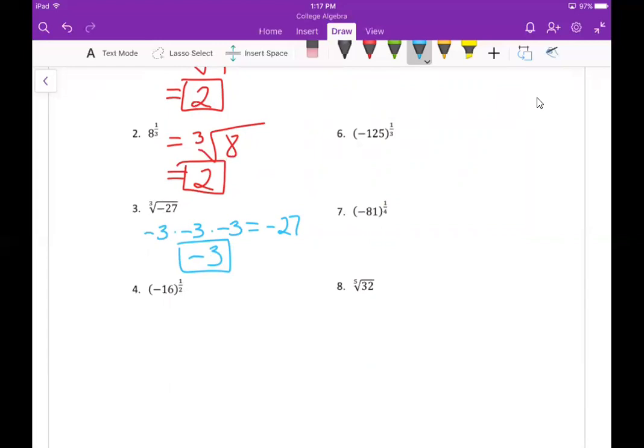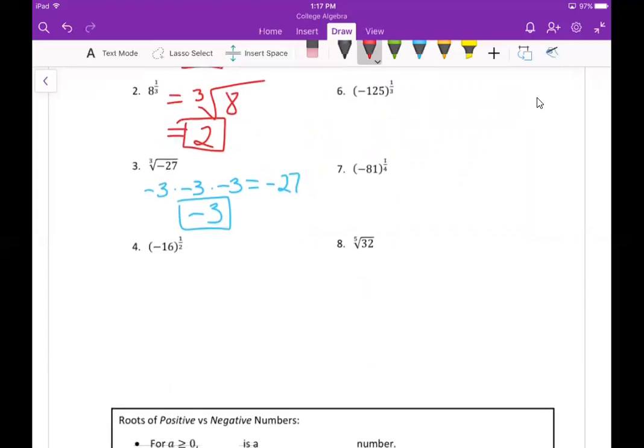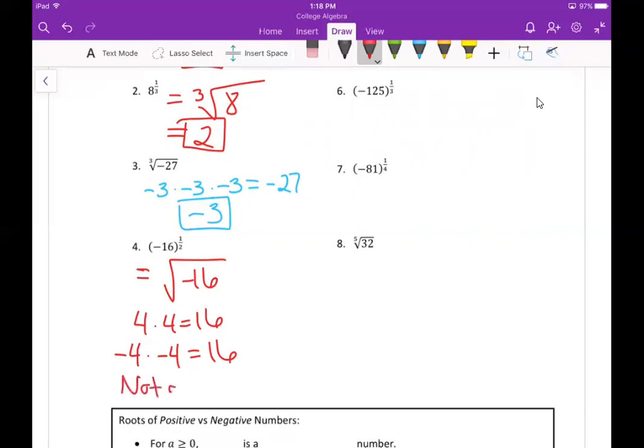However, when you look at the square root, this here, right, with that -1/2 would be the square root of -16. I don't have any options that work. I know the square root of 16 positive is 4. But if I take 4 times 4, I get 16. And if I try and make it negative, it doesn't work because 2 negatives becomes a positive. So -4 squared is 16. So it turns out I cannot take the square root of a negative number. The answer here would be not a real number.